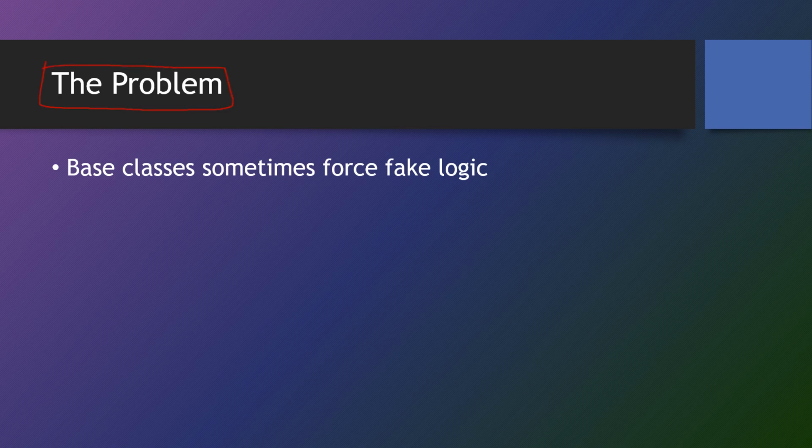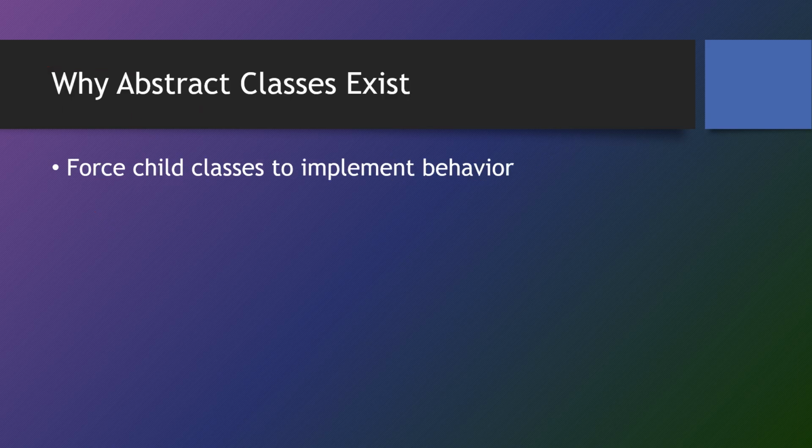When you create a normal base class, you have to give every method an implementation. Even when that implementation doesn't make sense, you end up writing fake logic just to make the compiler happy. Abstract classes fix this. They let you say, this method must exist, but I won't define how it works. The child class must.